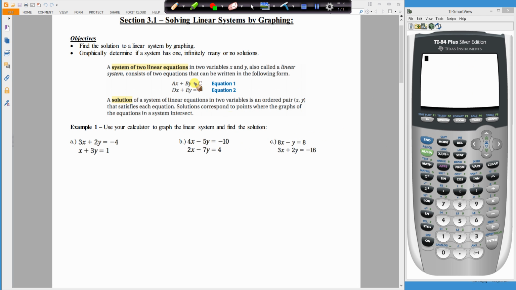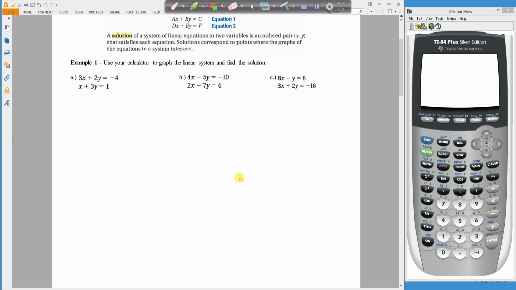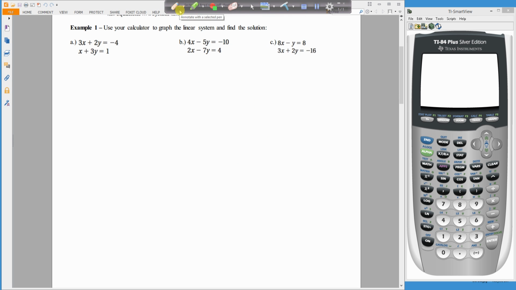Okay, so system of equations, you're all aware of what that is. I don't really have to explain that. And a solution is an ordered pair. Just remember that: a solution to a system is an ordered pair. Alright, so let's go through and use your calculator to solve some of these.